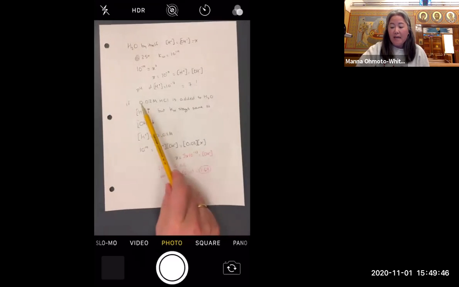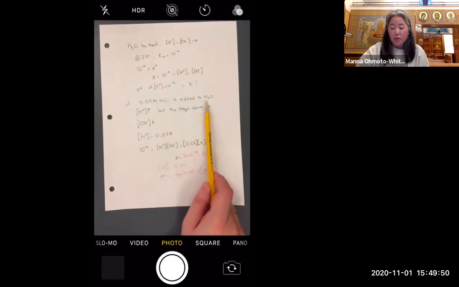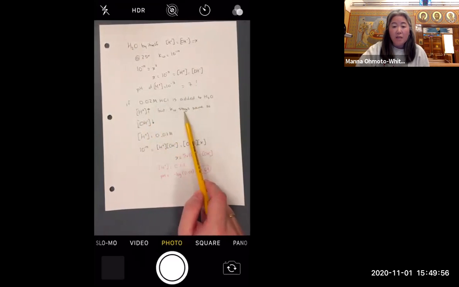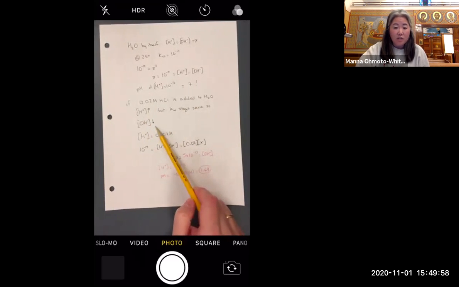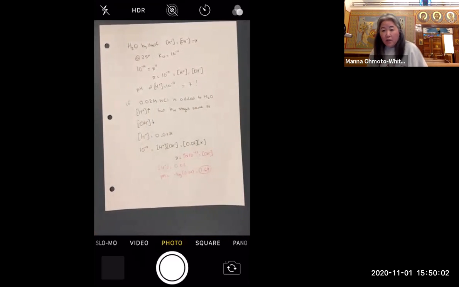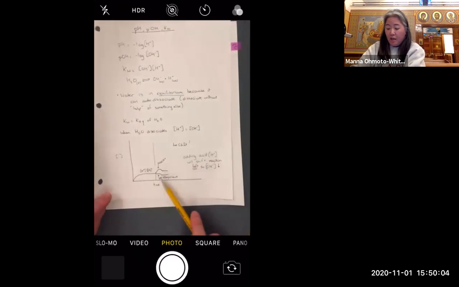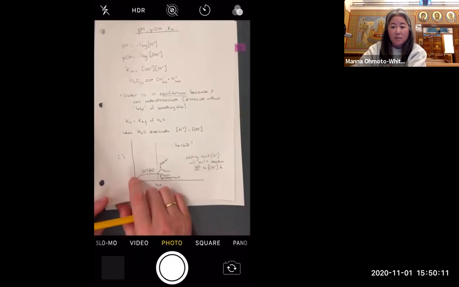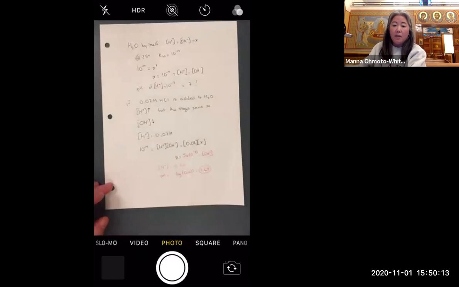Here's an example. If I add 0.02 molar hydrochloric acid to water, what's going to happen is that the hydrogen ion concentration will increase, but in order to keep the Kw the same, my hydroxide ion concentration will have to decrease. This is my Le Chatelier's principle graph that we just showed right here. I'm adding my hydrogen ion concentration, and so in order to compensate to keep my Kw the same because my temperature doesn't change, my hydroxide ion concentration will have to drop.